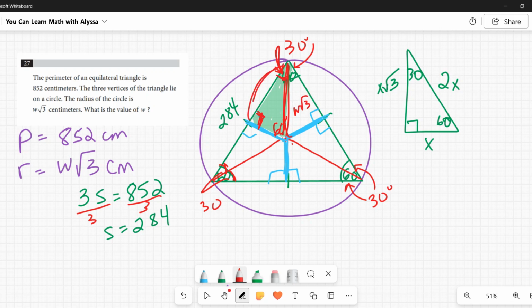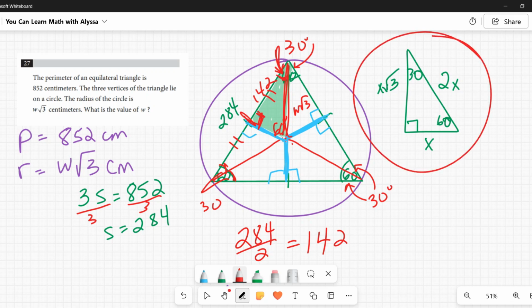And do I know the length of either of these two sides? Yes, I do. I know the length of this side because I know this whole thing is 284, and I just cut it in half into 2 equal bits. So 284, divide that by 2, and I get 142. So now I have this smaller triangle, which is a 30, 60, 90 triangle, and I know one of the sides is 142. Once I have a number, any number, I can determine all 3 sides using this formula.